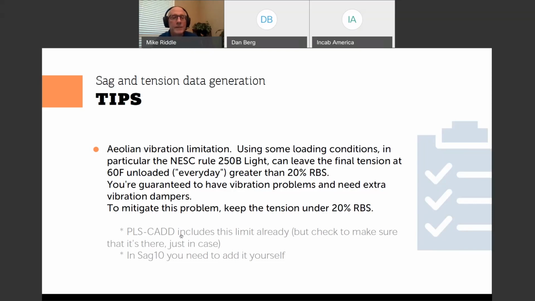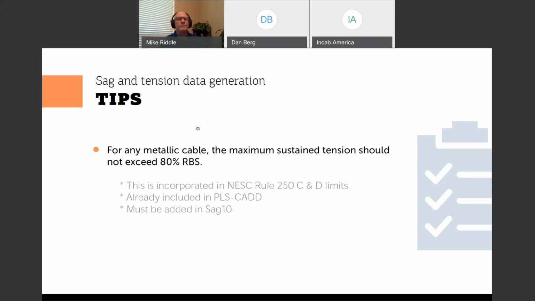Turns out that PLS CAD includes this limit already. You ought to verify that it's there. In SAG 10, though, you need to add it yourself. So 20% rated breaking strength at 60 degrees, final, unloaded, maximum. Next tip.